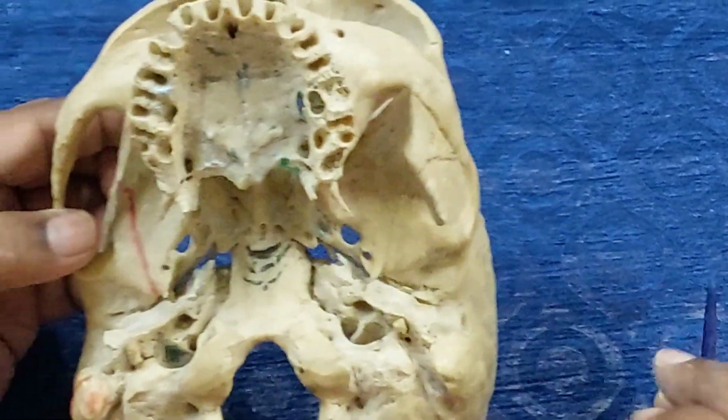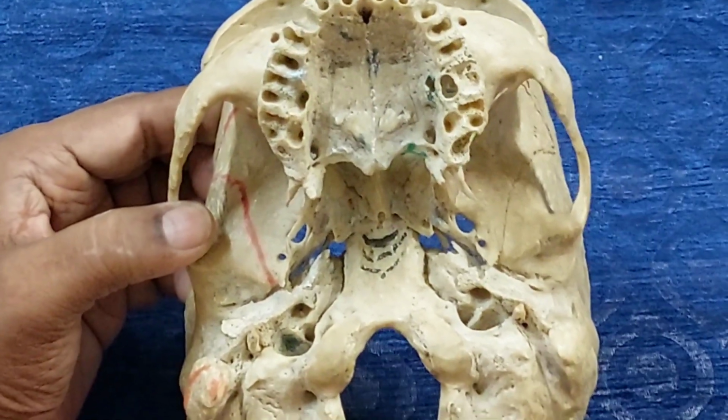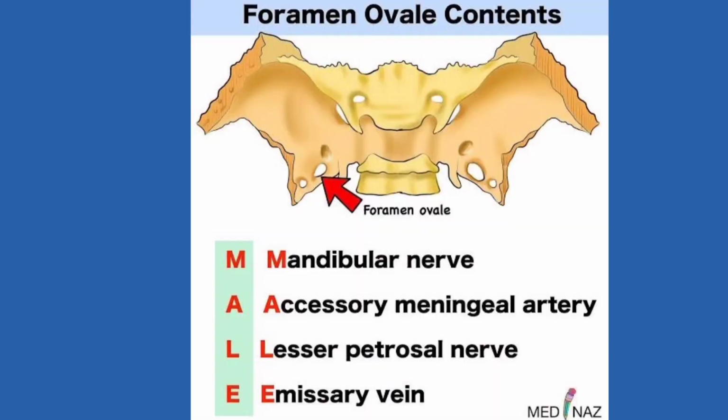And the structures passing through the foramen ovale, I already discussed during my discussion on the middle cranial fossa. Again, I am repeating the structures passing through the foramen ovale. And it is easy to remember by remembering the four letters, and the word is MALE, M-A-L-E. M stands for mandibular nerve, both its motor and sensory part.